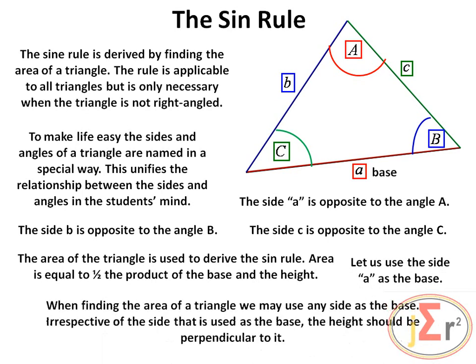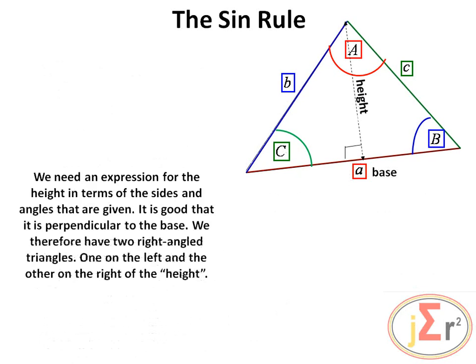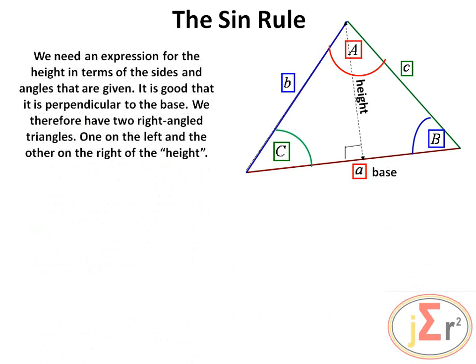Good. When finding the area of a triangle, we may use any side as a base. Irrespective of the side that is used as a base, the height should be perpendicular to it. So the height is always perpendicular to the base. What does that cause? We need an expression for the height in terms of the sides and angles that are given. It is good that the height is perpendicular to the base.